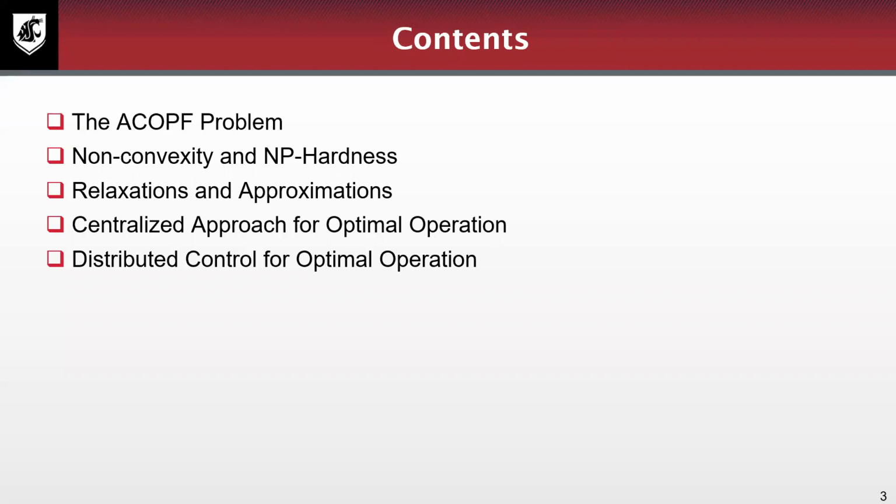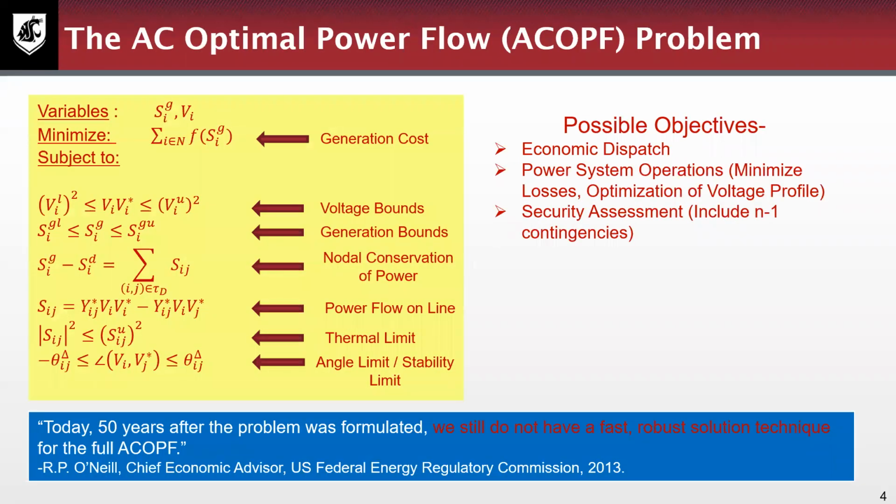So this is a very basic AC optimal power flow problem, or ACOPF problem. The variables that we have are voltages, both magnitudes and bus angles, and also power injections. We normally try to minimize the generation cost, and then we have power flow equations that we have to maintain, and then there are some operational constraints like voltage constraints, generation bounds, thermal limits, and angle limits.